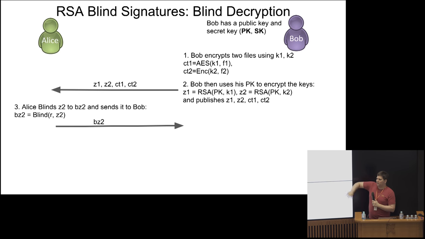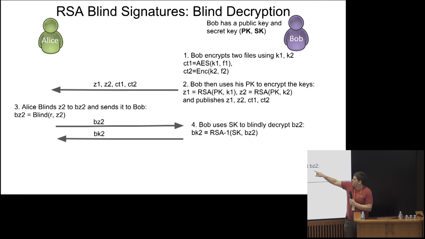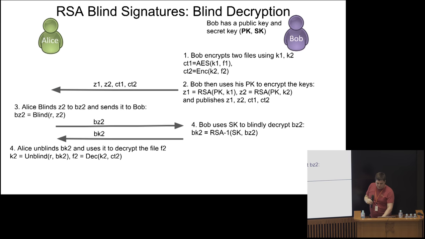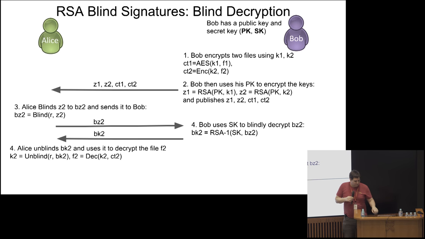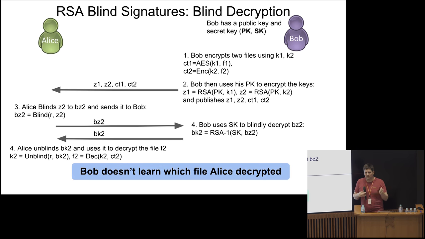So what she can do is blind Z2 and ask Bob, hey, decrypt blinded Z2 for me using RSA blinding. Bob blindly decrypts blinded Z2, sends blinded key 2, because the decryption of blinded Z2, remember, is K2, the key, still blinded. Alice unblinds the key, and now she can decrypt file number 2 using K2, and Bob doesn't learn which of these files Alice decrypted. So Alice was able to ask Bob for a decryption without revealing which of the files Alice actually got the decryption on.